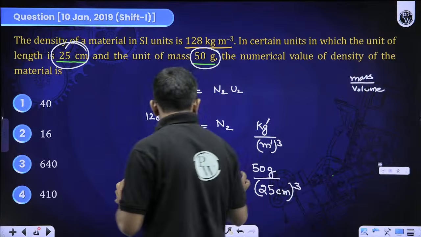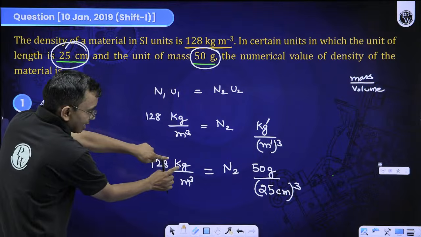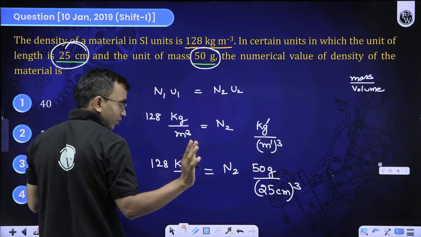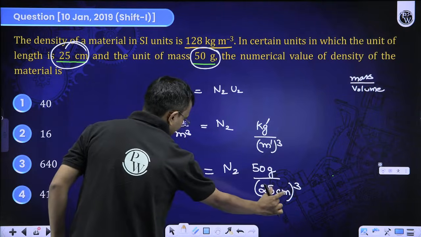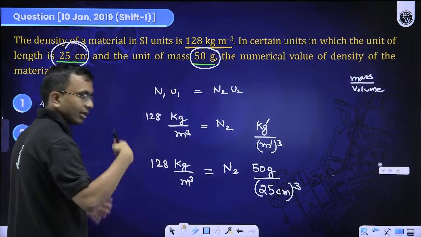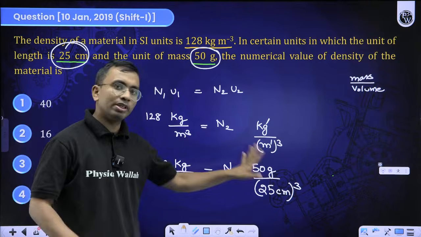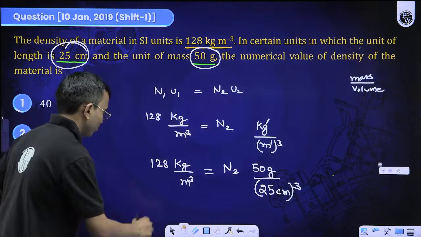So guys, this is kg, this is gram. You have to convert both into grams, then only they will cancel. This is meter, this is centimeter. Both you have to convert either in meter or both in centimeter, then only they will get cancelled. Okay. So first let us convert.